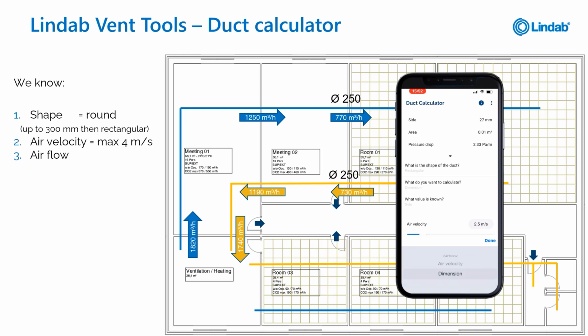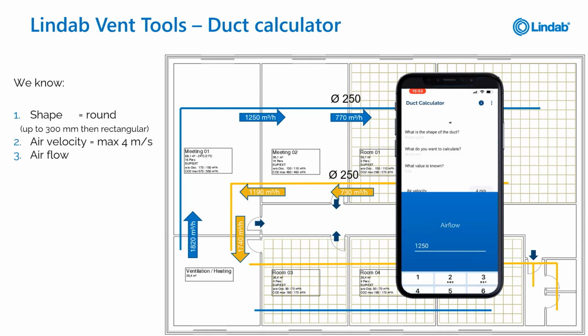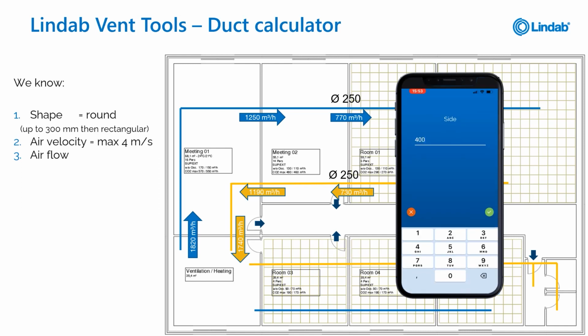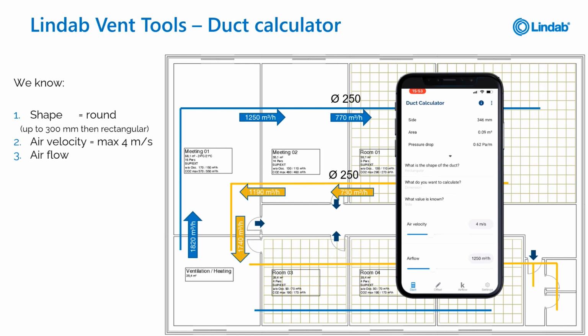We want to calculate the dimension, and we have to select, if we use rectangular, how we want to use it. So we know one of the sizes, or do we want to use a ratio between the B and the A size? The air velocity should be the same, so 4 meters per second. The airflow in this case is 1250. And the side is the height of the suspended ceiling, which is in this case the same as the previous duct, 250 millimeters. If I select this now with OK, I get at the top right corner again a side of 346. So 350 should be used in this case. So 350 by 250.